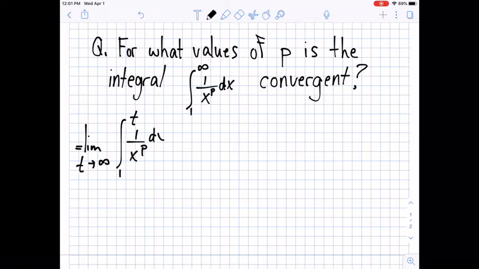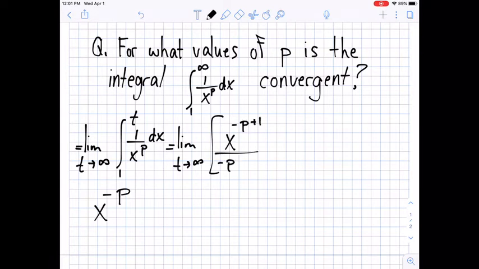Now we want to find our antiderivative, which is not going to be too bad because really our function here is just x to the negative p. We can use the power rule. We increase the exponent by 1. We divide by the new exponent. So that seems okay. When we go and plug it in, we have the limit of x to the negative p plus 1, because we increased that exponent, and we divide by the new exponent, and we would evaluate this from 1 to t.